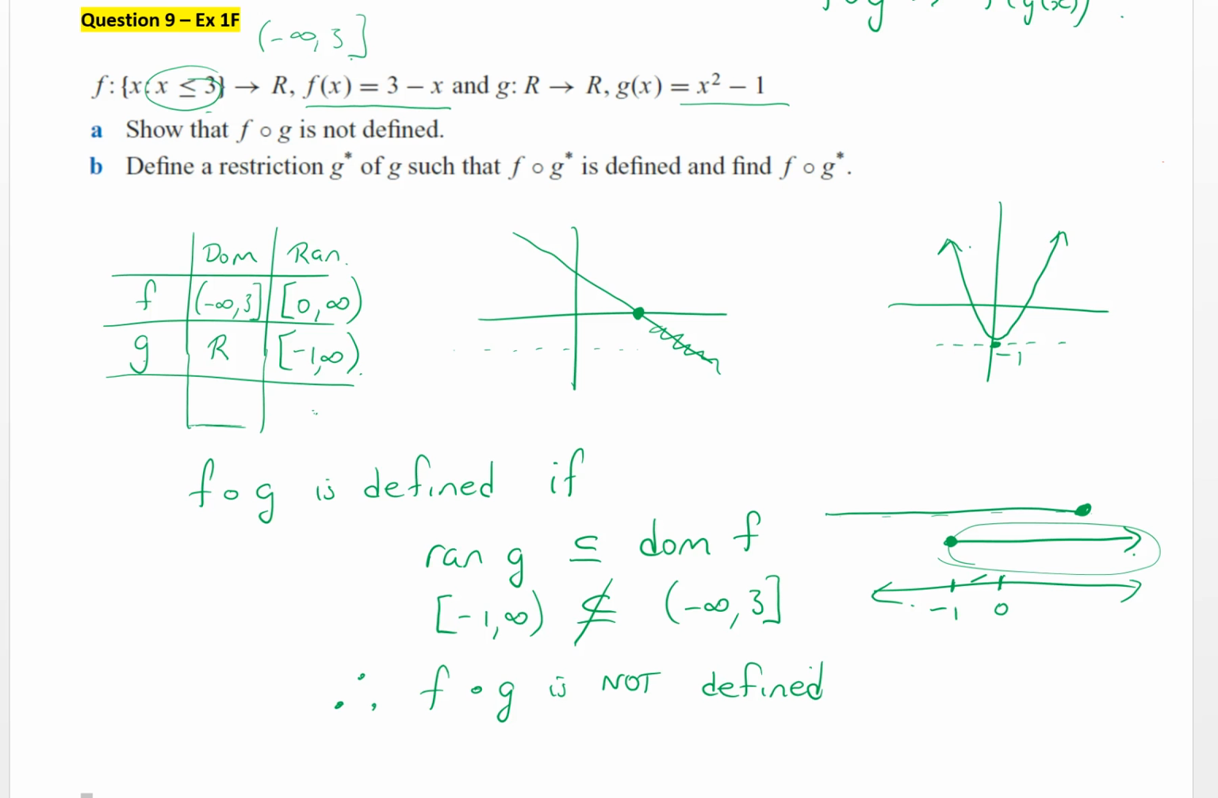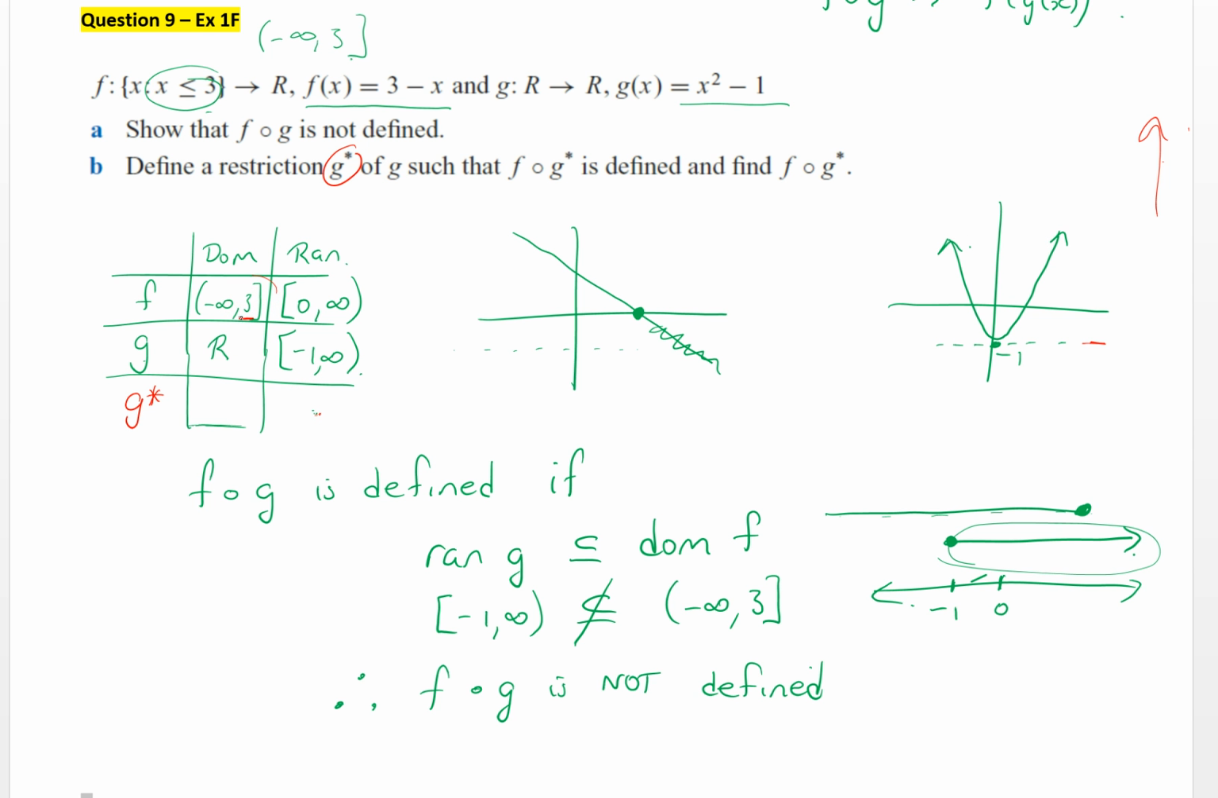Okay, part B is actually asking us to define a new function that's now called g star. And what it's really asking us to do is, at the moment, the range of our g function goes from negative 1 all the way up to infinity. And that, as we've seen down here in our number line, doesn't fit inside this domain at the moment. So what we need to do is make sure that the range of this new g star function, this range that's going to go in here in our table, can't be bigger than 3.